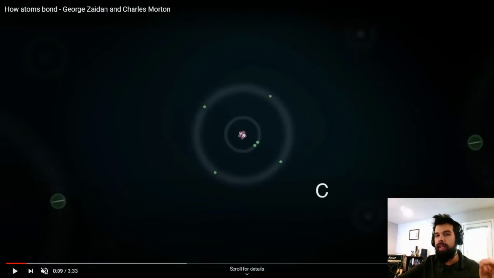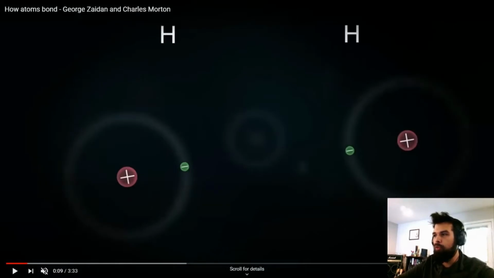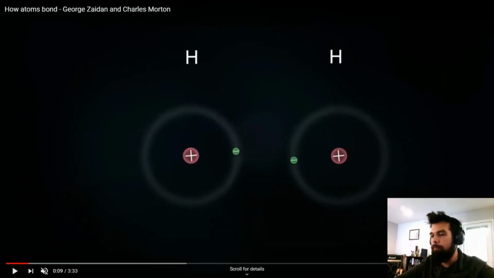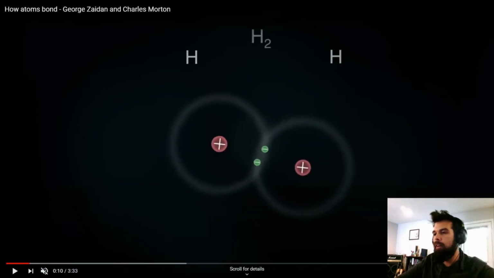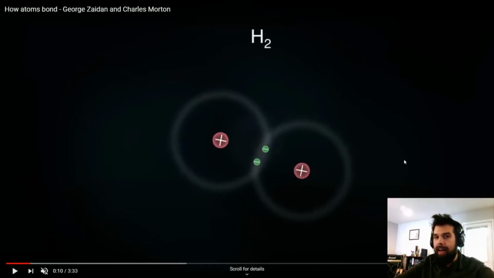Remember, this is a covalent bond. Electrons are shared. Okay, so just taking it a frame at a time, we see these two separate hydrogen atoms right here. You know that it's hydrogen because there's one proton and one electron in each one of these. Now, what we're going to form is called H2. It's a molecule made of two hydrogen atoms. That's why we call it H2. So as they come together, they bump into one another, and then wham! They stick. And when they do, you can see how this bond is made. This bond is made where they share these two electrons. That is a covalent bond.